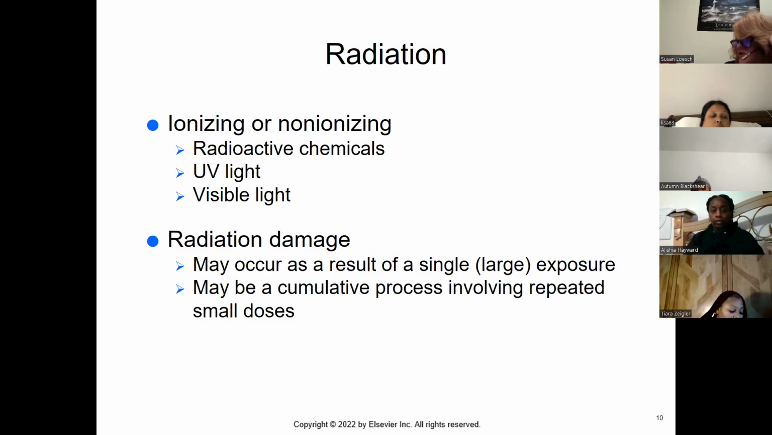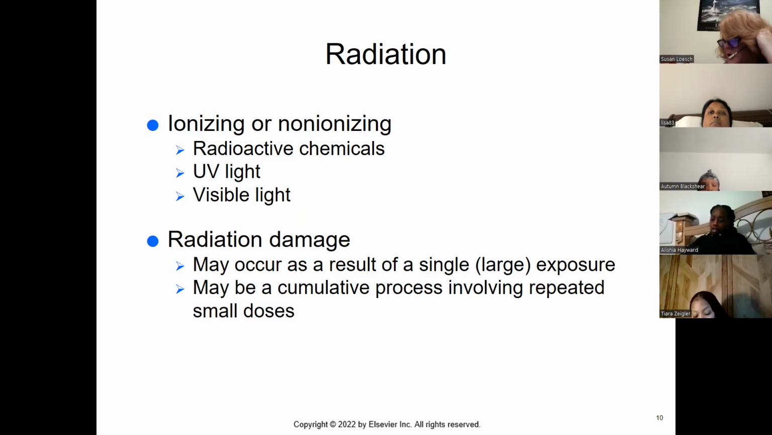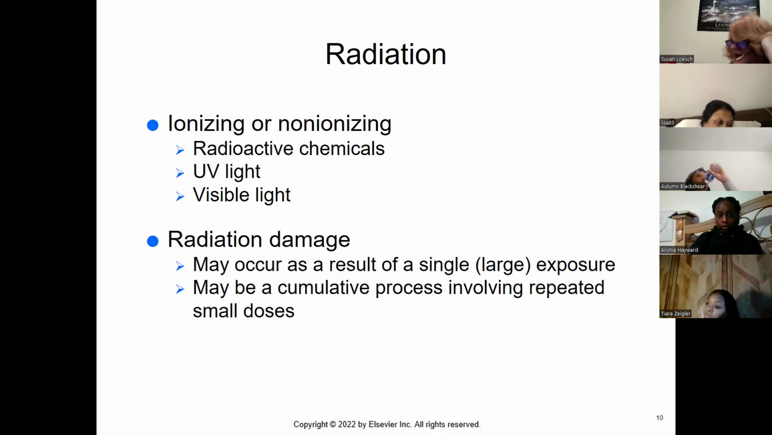Radiation, noise: we use ionizing and non-ionizing radiation. Again, we talked about shielding, time, and exposure. You have to limit yourself. Exposure can lead to radiation sickness, and that can affect your bone marrow, your GI tract, and your central nervous system. Non-ionizing radiation, like UV light and visible light, can damage your skin and your eyes.